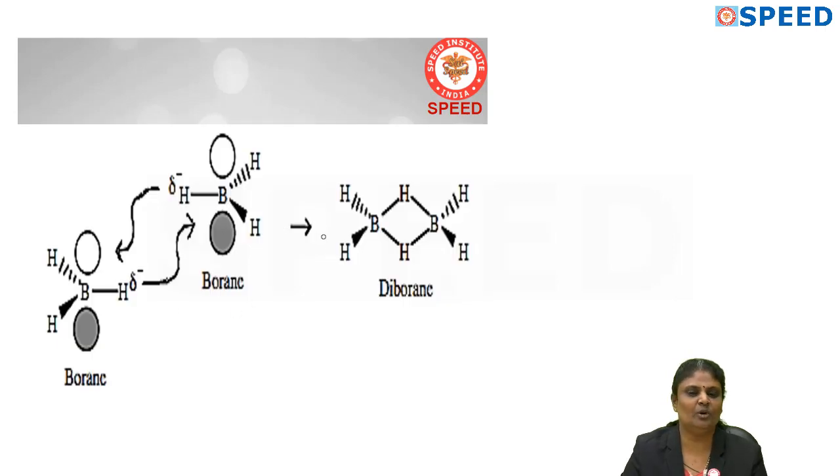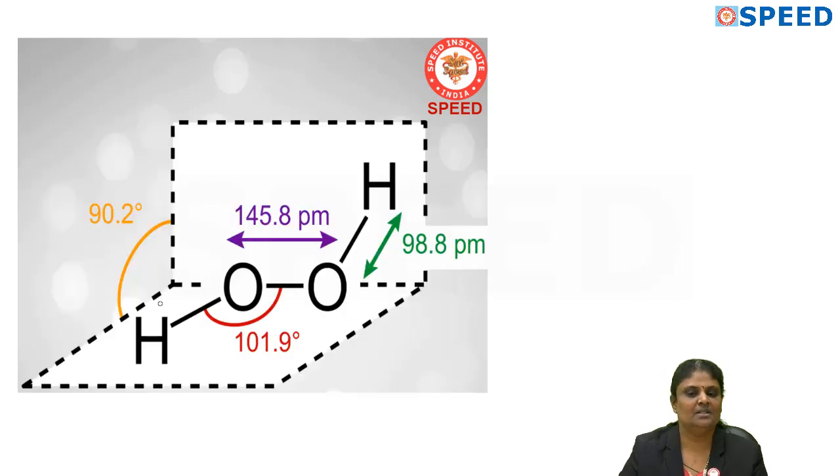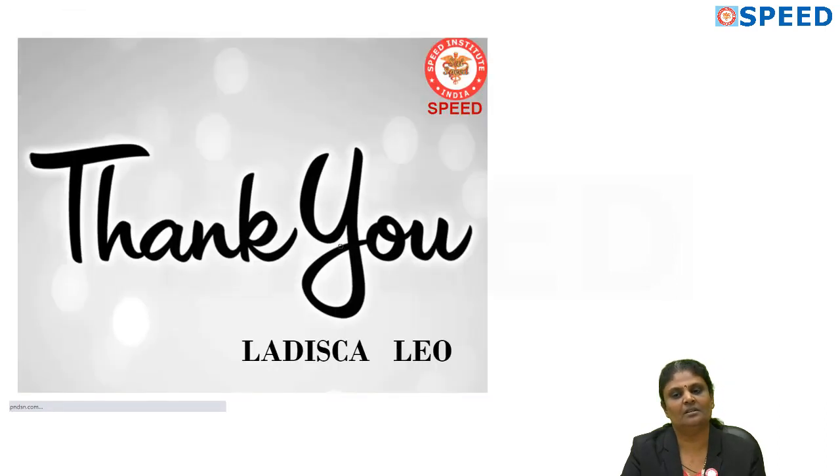So this is the diborane structure. Okay, so this is an electron deficient compound, and this is the hydrogen peroxide structure. Okay, so I think I have completed.